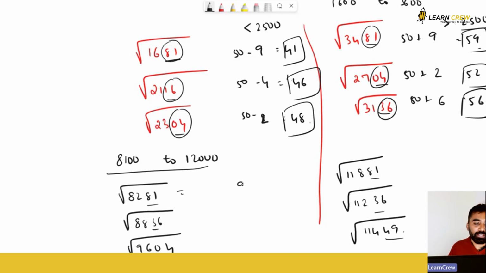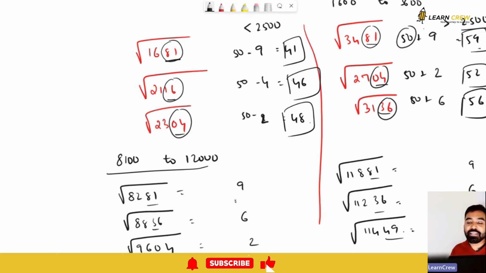It's going to be 962. This is going to be 967. Here every number was close to 5000, so you took a base of 50. Here every number is close to 10,000, so you're going to take a base of 100.